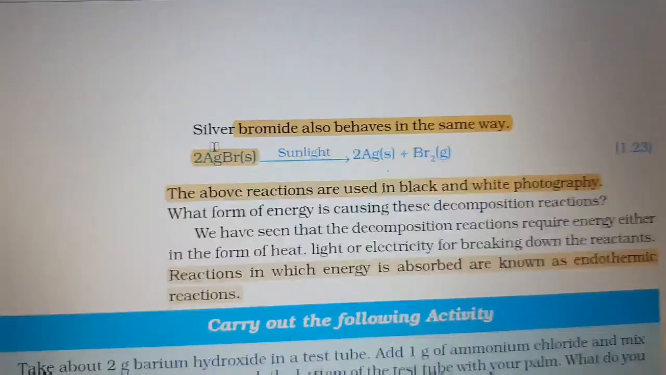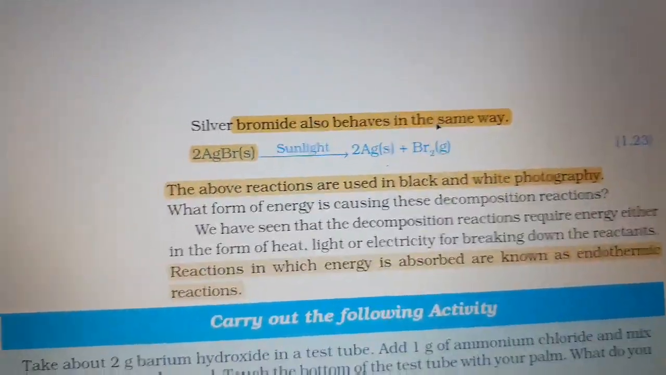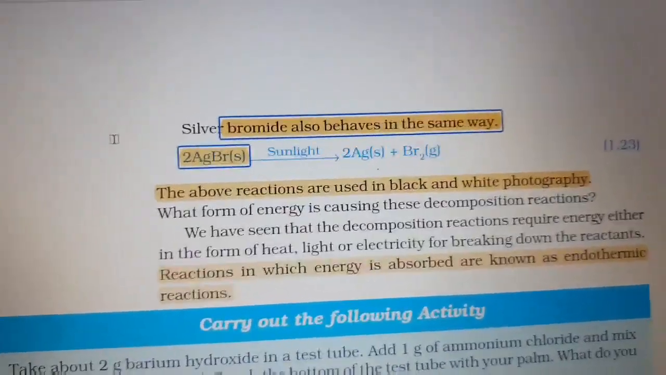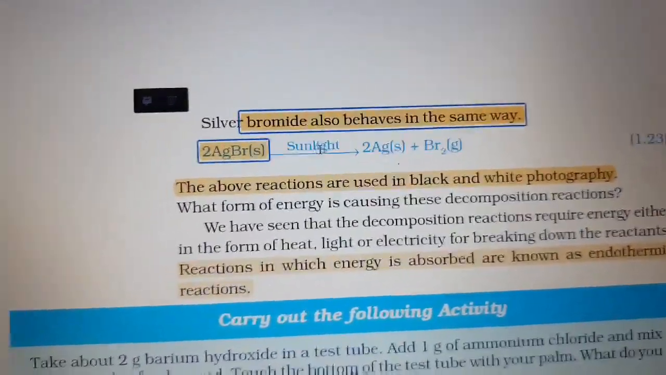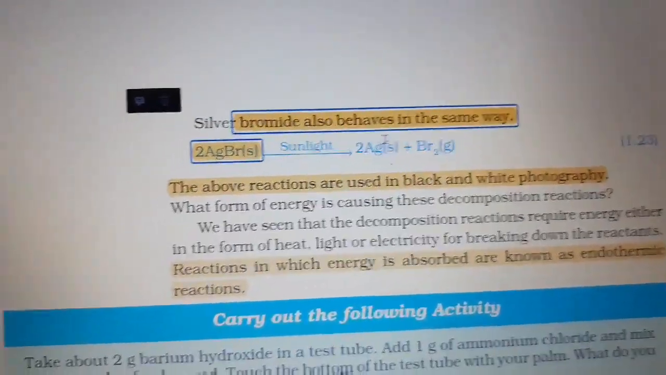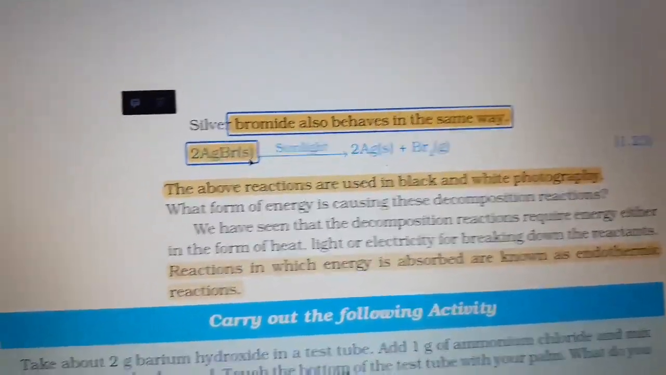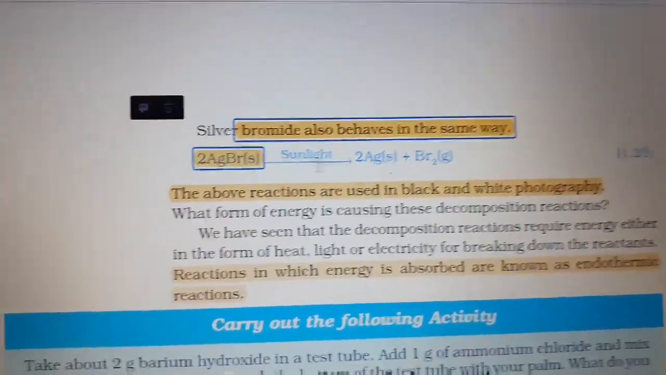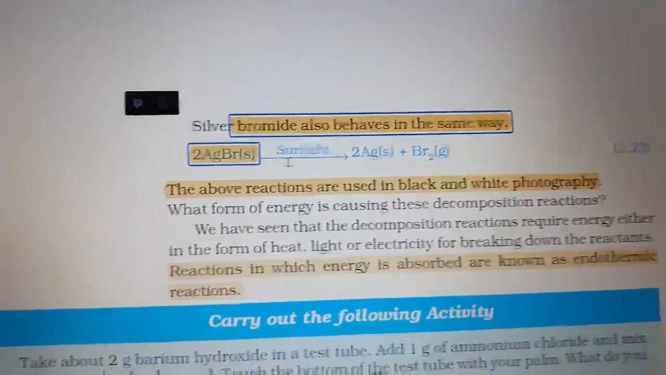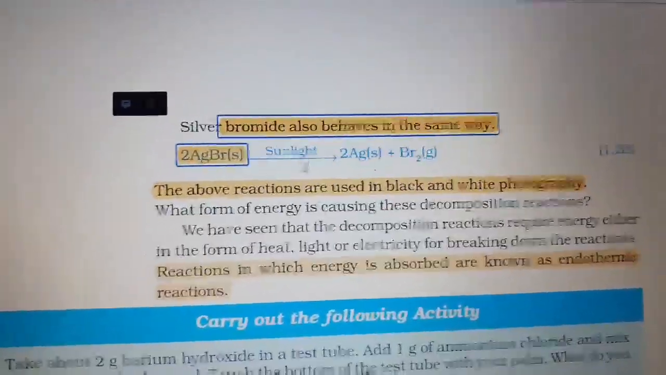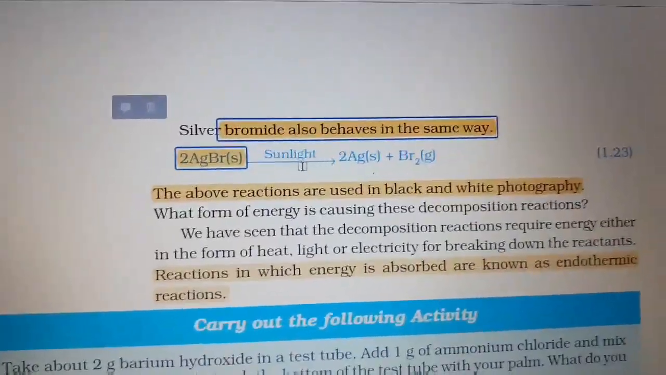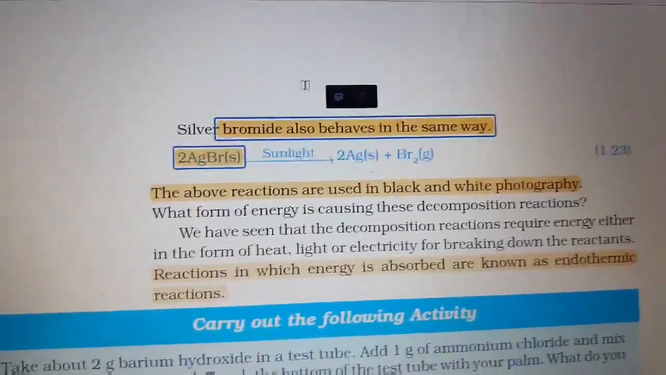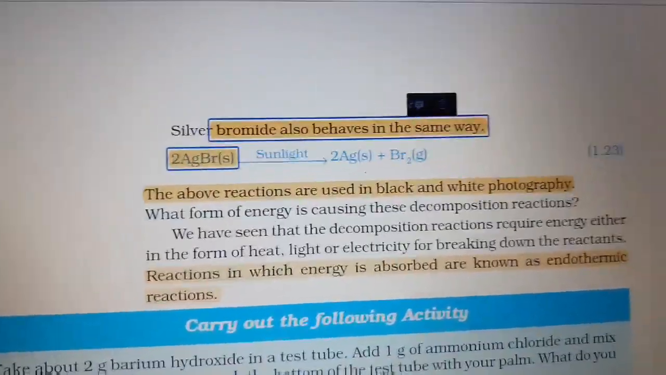And one more example is given here. Silver bromide also behaves in the same way, that is AgBr in sunlight. One more thing: in most cases you have seen that above the arrow facing towards the product side, some conditions are written over this arrow and below it. These are necessary conditions which are very, very important in order for that reaction to take place.